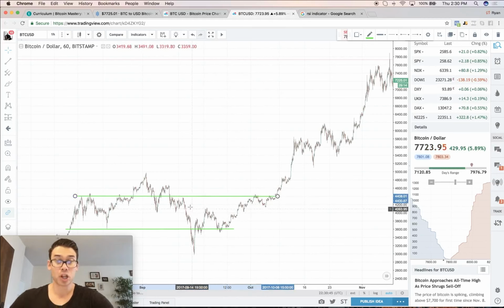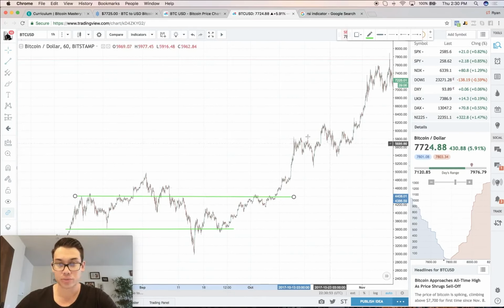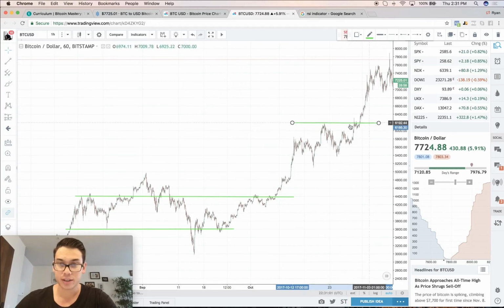But these were some longer term support and resistance levels that I was looking at, and once we broke this 4,300 level, we made new highs real quick. And I would say the next level of resistance would be that 6,200 level, and support would be down here at the 5,100 level.